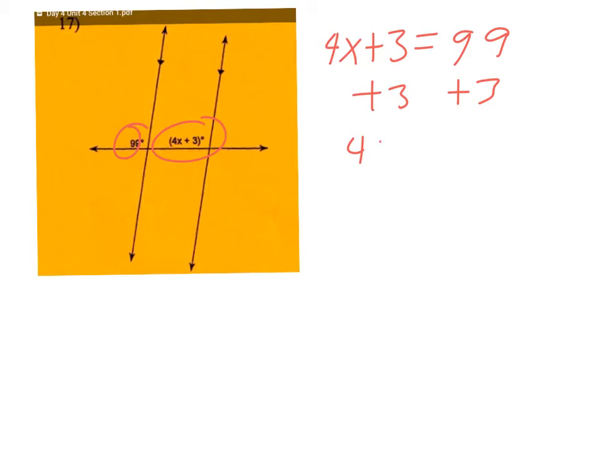Alright, we know that these two angles are equal because they are corresponding, or they're in the same position. So it means I can set them equal. 4x plus 3 equals 99. Add that 3 to both sides. 4x equals 96. Divide off your 4 and x is 24.